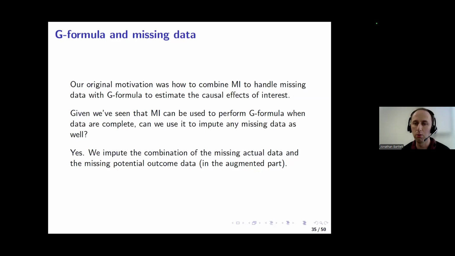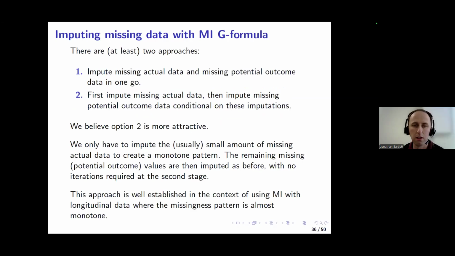So how can we adapt this to the problem where in the first place we've got some missing actual values, as opposed to missing potential outcomes? The answer is it's pretty straightforward. If we've got a data set with some missing values, we're going to use multiple imputation to impute those missing values and also impute the missing values in the potential outcomes of these augmented rows in the data set.